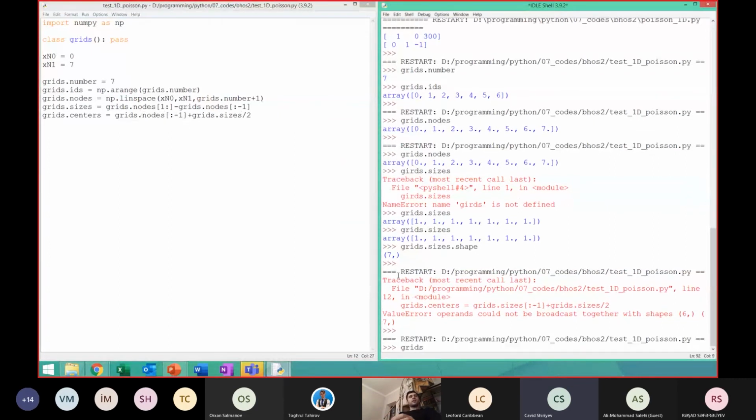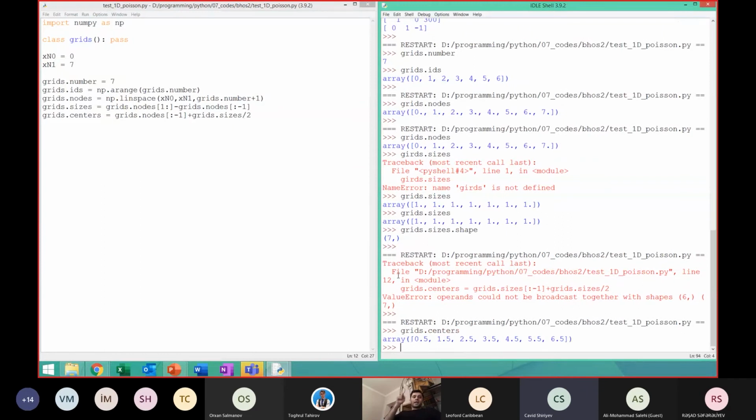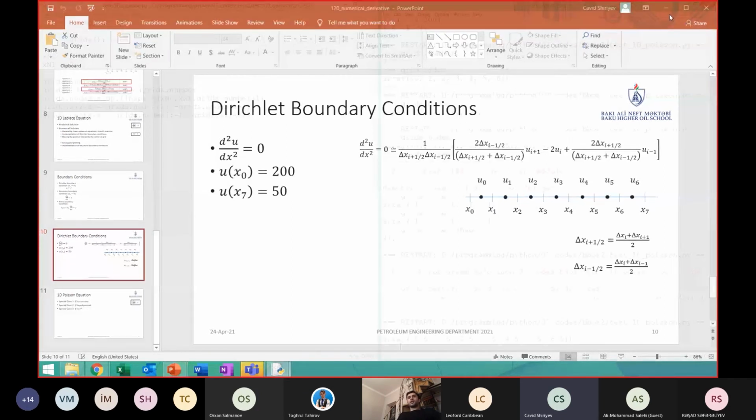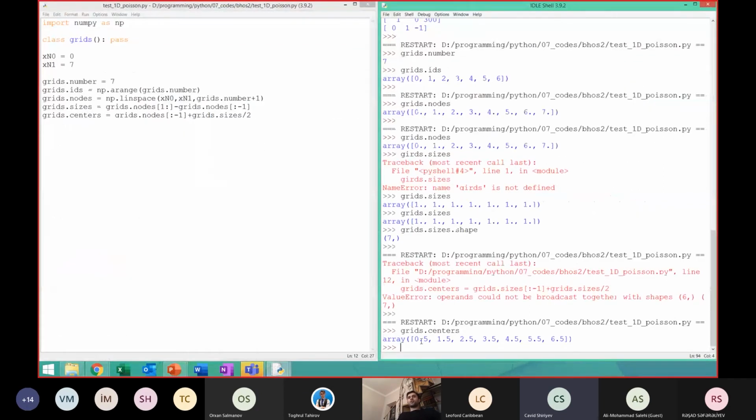If I check the grid centers, the location of the center points of the given discretization, this one is at 0.5, this one is at 1.5, this one is at 2.5, and it continues in increments of 1. Okay, 0.5, 1.5, 2.5. Those are all the information I really need about the grids.